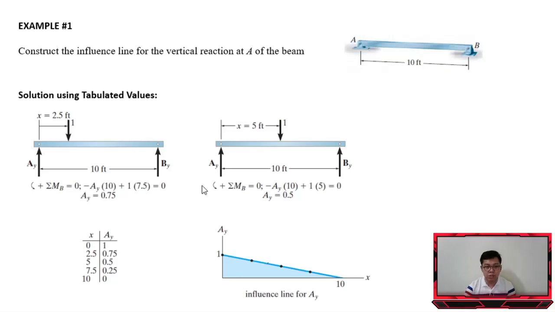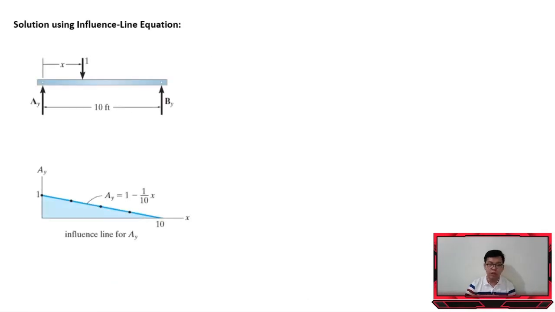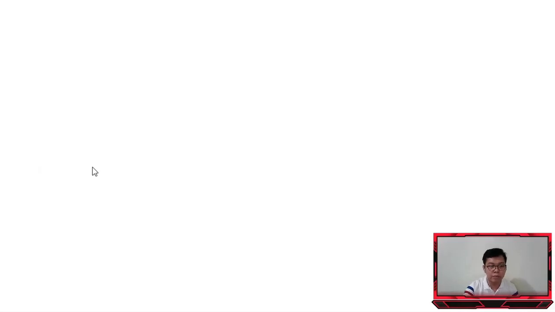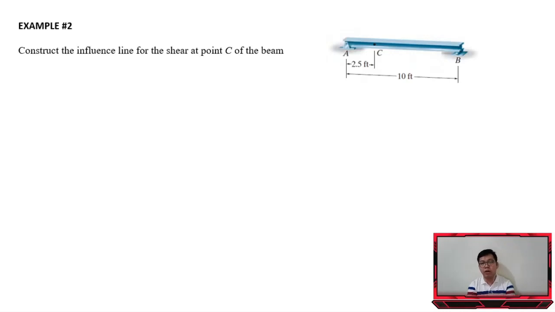So, anyway, guys, dito sa scene 1, ito na. Yan, ha? So, this is actually solution using tabulated values. And then, we have the solution using influence line equations. And then, our equation for the reaction at A y is actually 1 minus 10x. Okay? Now, let's solve another problem. Napakadali ng problem na to. Hanap tayo ng iba. Now, this time, shear naman. Okay na kayo sa reaction.